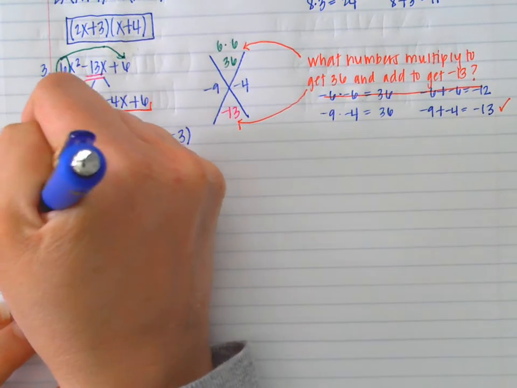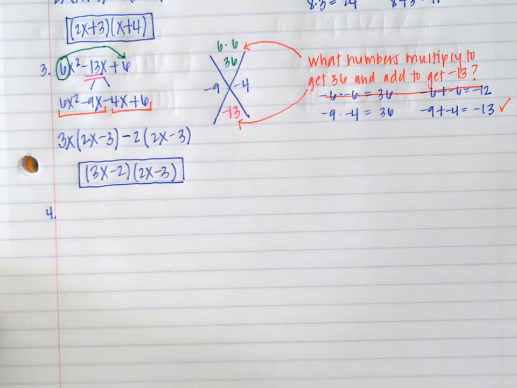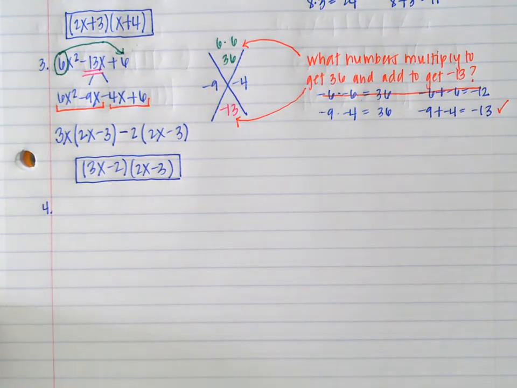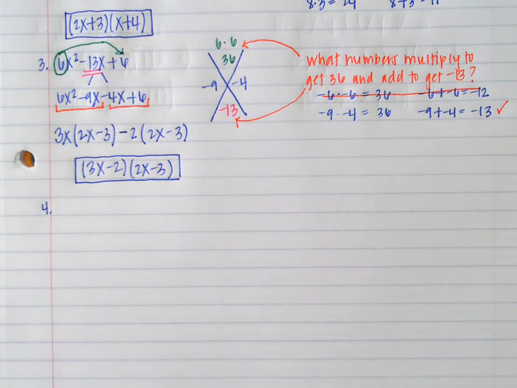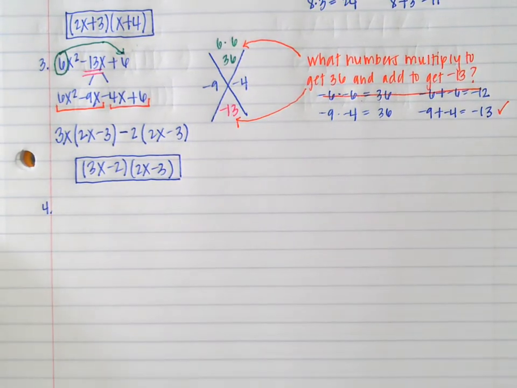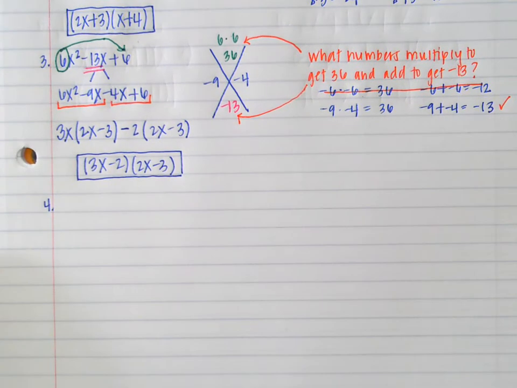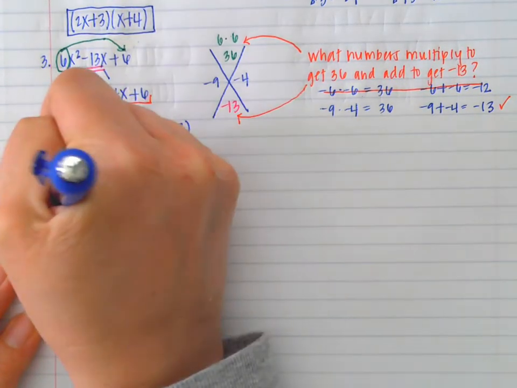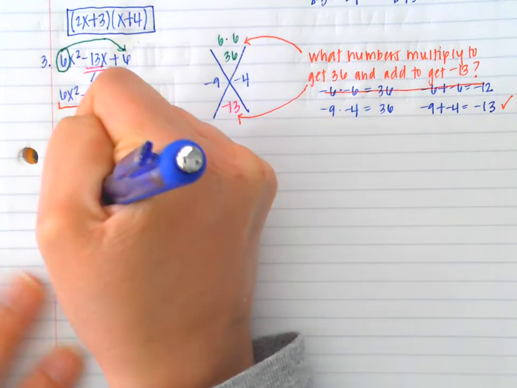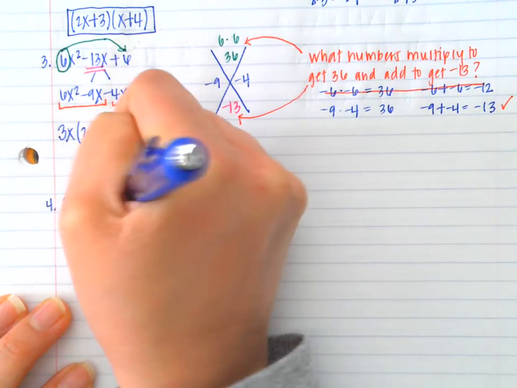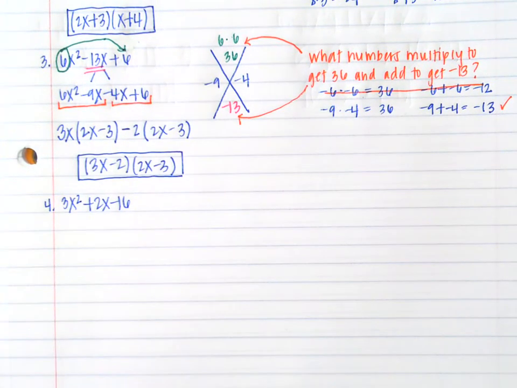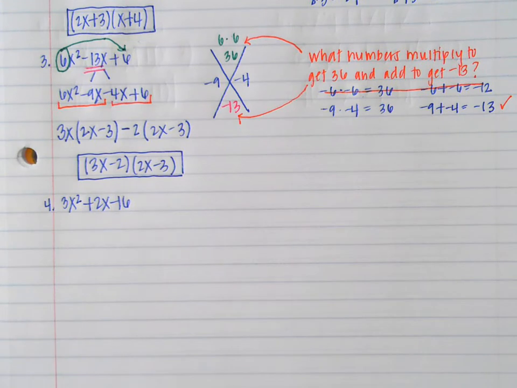So okay, if you're feeling confident, feeling really good about this, pause it after I've written down the problem. And try that one on your own. But if not, we can still keep going together. So my next one is going to be 3x squared plus 2x minus 16. So again, if you're feeling confident, feeling good, pause it here. If you're not and you need some more help, then we'll do this one together.